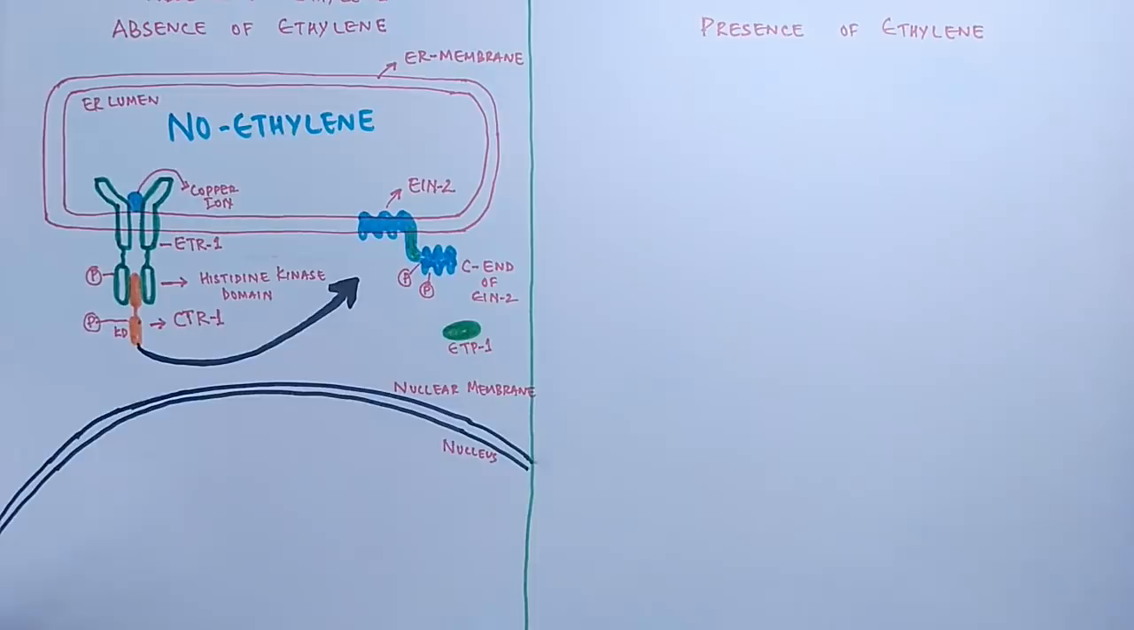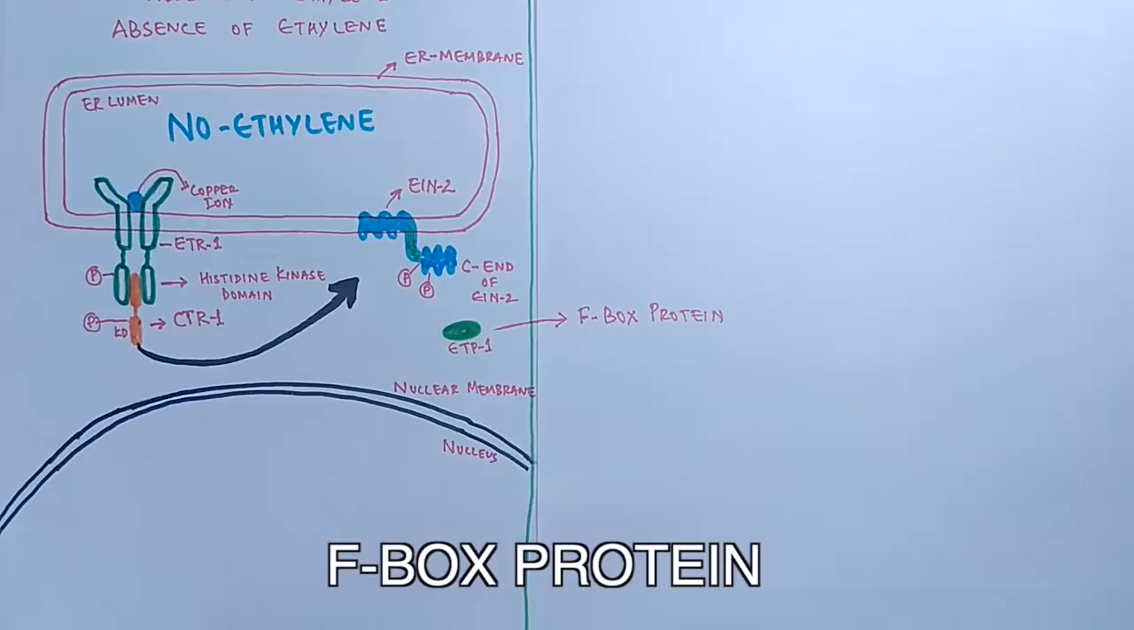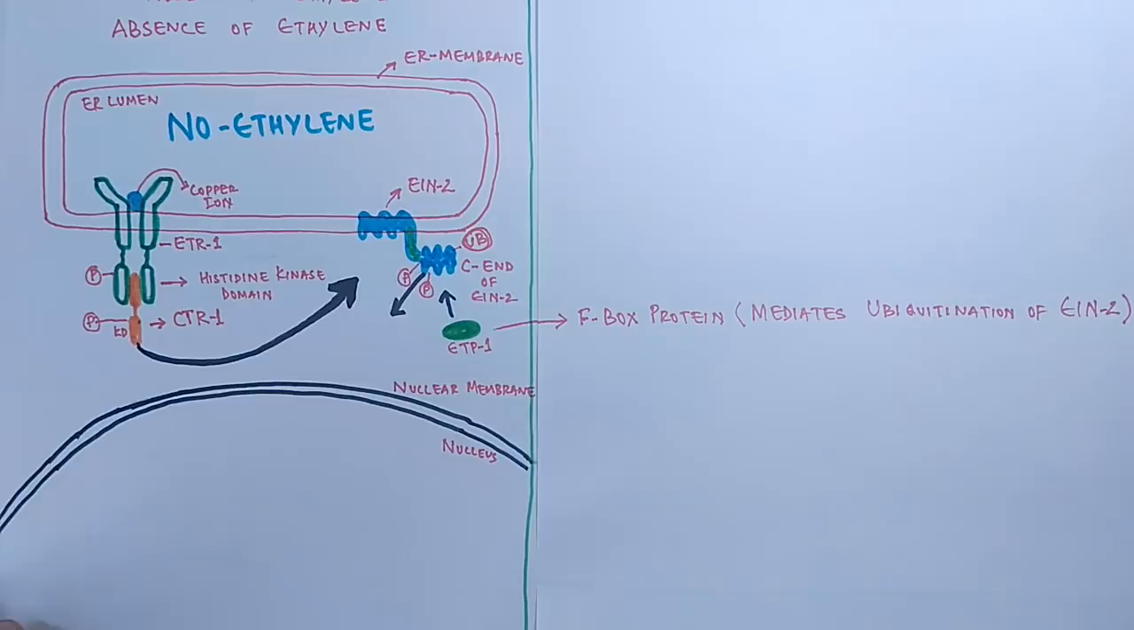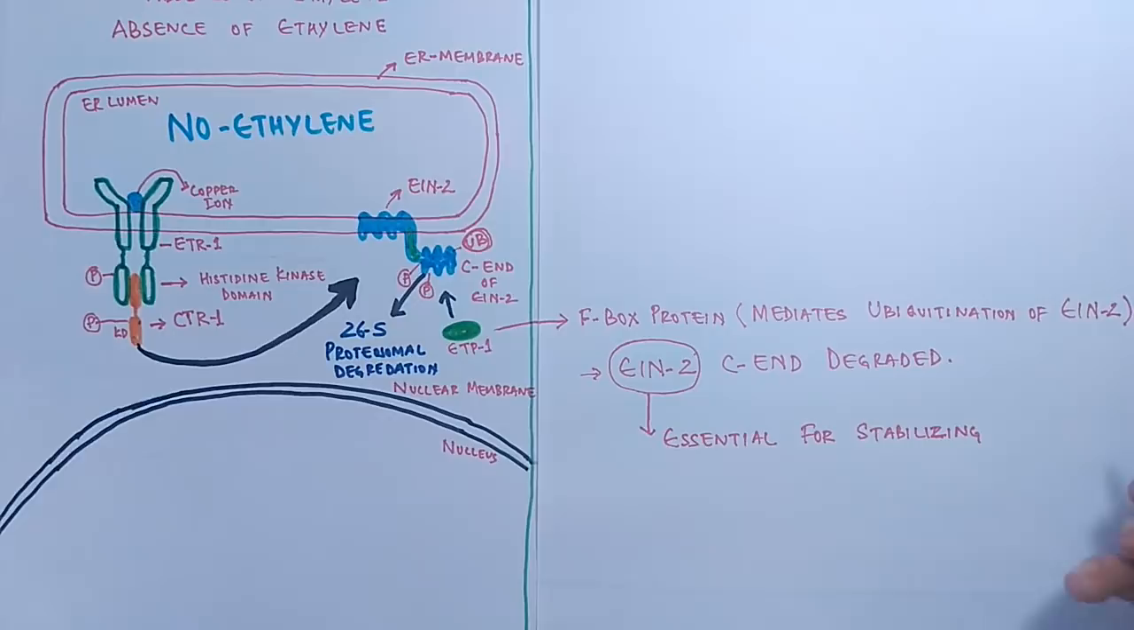This ETP1 protein is an F-box protein, and we know F-box proteins mediate the ubiquitination of proteins, and also regulate protein turnover within the cells. So after the ubiquitination of the EIN2 C-end, the EIN2 is sent into the 26S proteasomal complex, where it is degraded. This EIN2 is an essential molecule for stabilizing the EIN3 transcription factor in the nucleus.